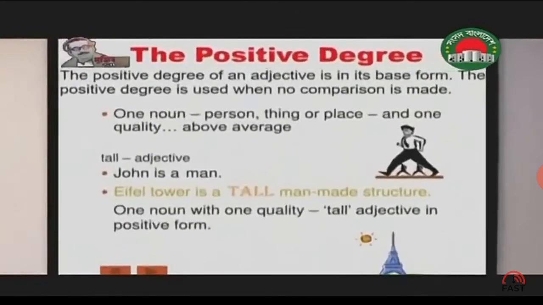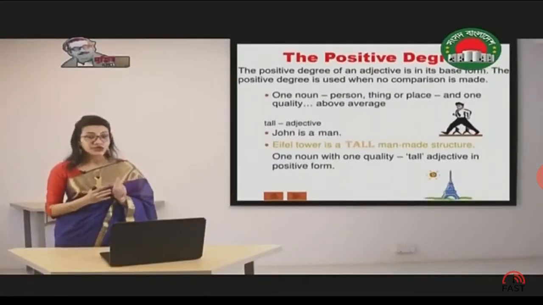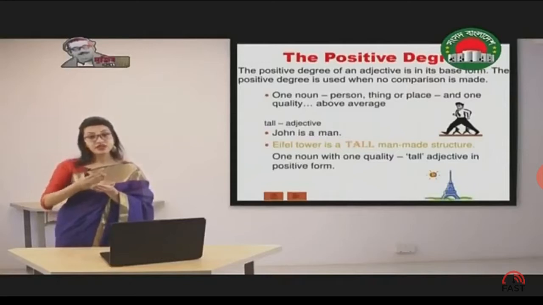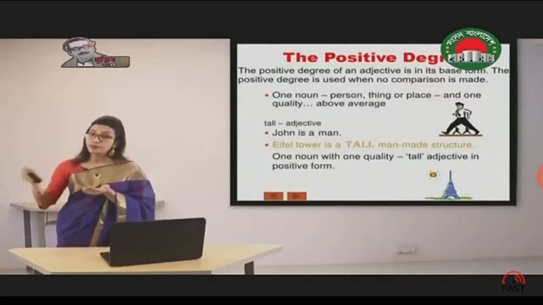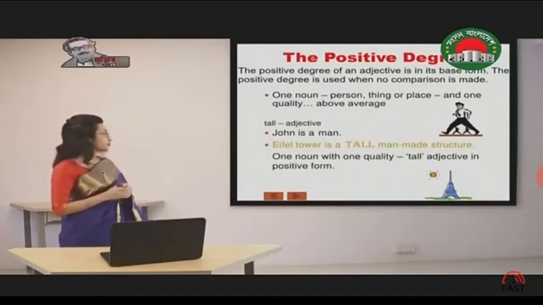For example, there is a person as you can see here and that person is tall. So one noun, person, thing or place, and one quality, that will be positive degree. So we have written John is a man and he is tall. The adjective tall that has been used here is describing just John's quality, not being compared with others. For this reason, tall is the positive degree here.